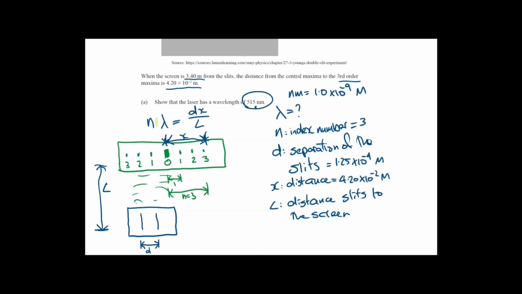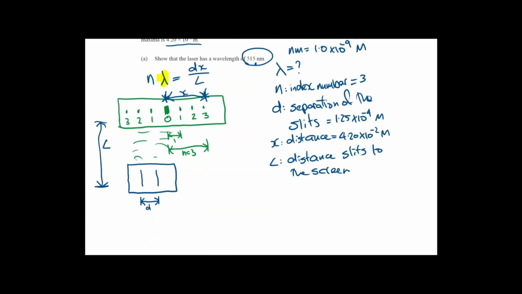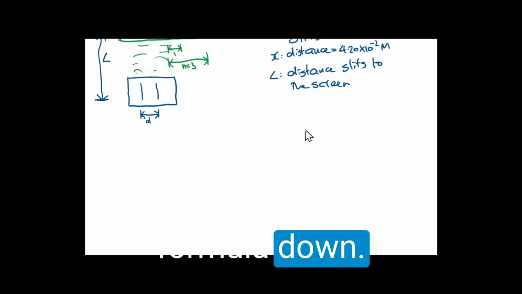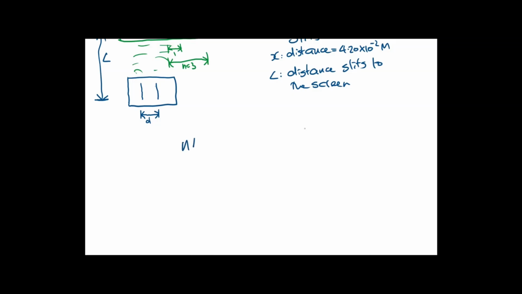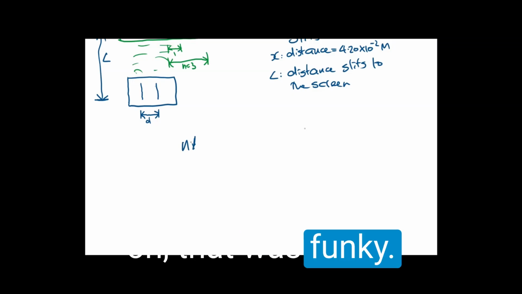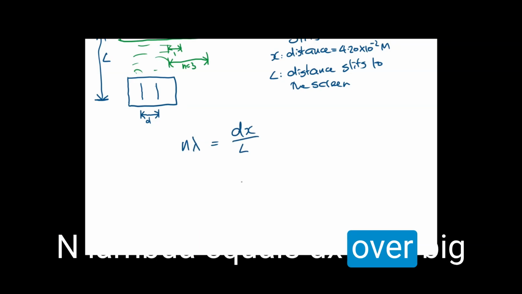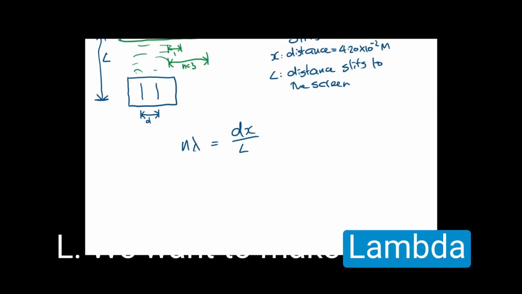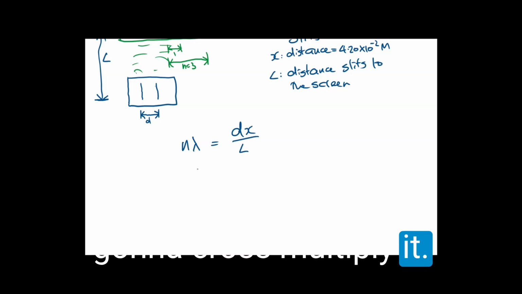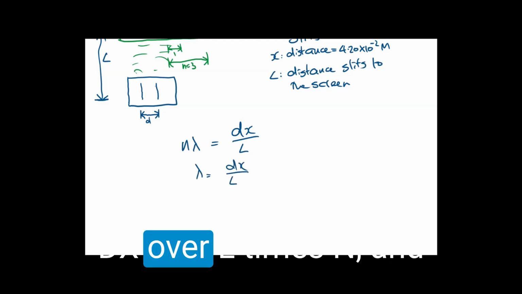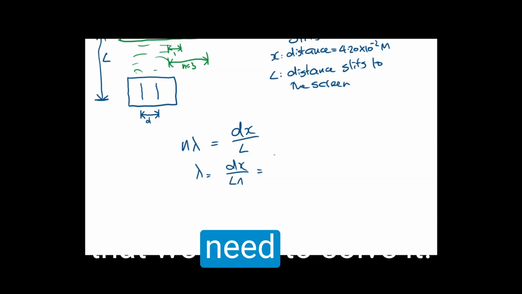Okay, so what are we trying to solve for? We're trying to solve for lambda here. So we need to bring this n over. So we need to do a little bit of algebra first. So let's copy this formula down. So we're given n lambda equals dx over big L. We want to make lambda the subject, so we're going to cross multiply it. So lambda is going to be dx over L times n. And now we've got everything that we need to solve it.